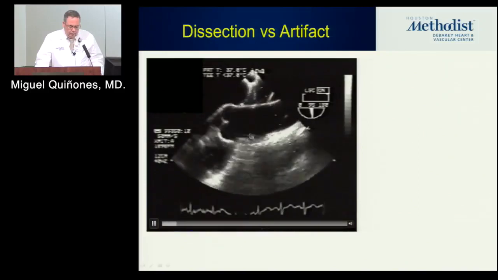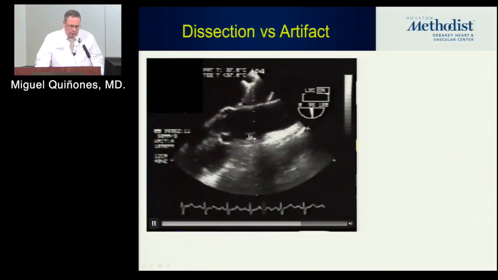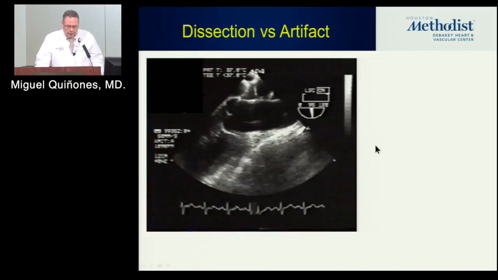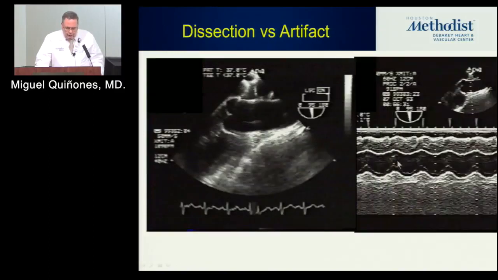So here we have this little thing flopping. Is this a dissection, yes or no? So you bring your M-mode and put it in there. And you can see that what looks like a flap has a very concordant motion with the wall of the aorta. And that tells you there's a 99% likelihood it's an artifact, a reverberation of the wall.